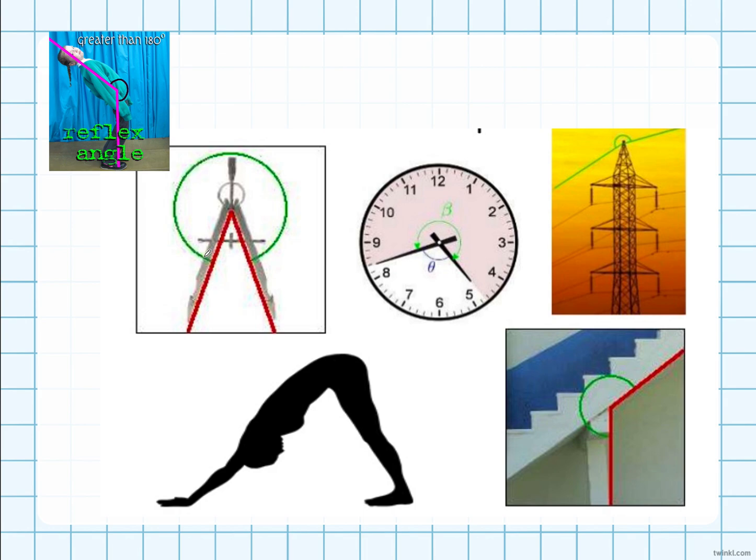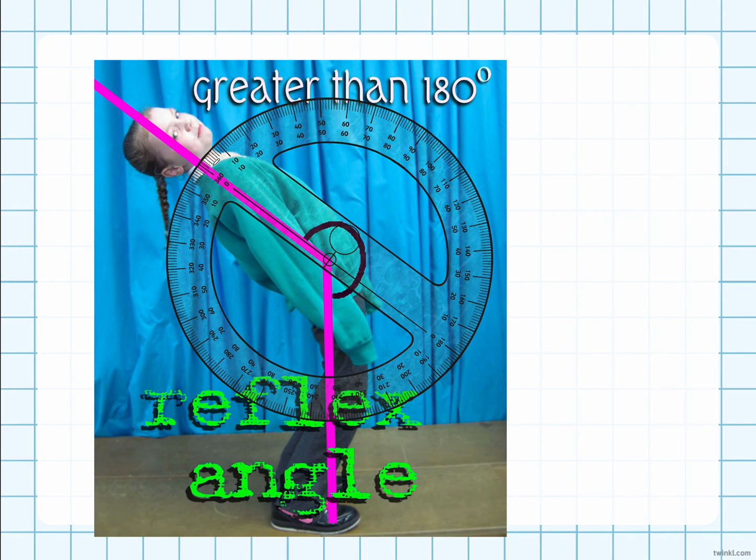Here's some examples of reflex angles in real life. Right here, the way this lady's back is going is a reflex angle. So we can see that it's greater than 180, the way this girl's bending, it's greater than 180 degrees, but less than 360 degrees.